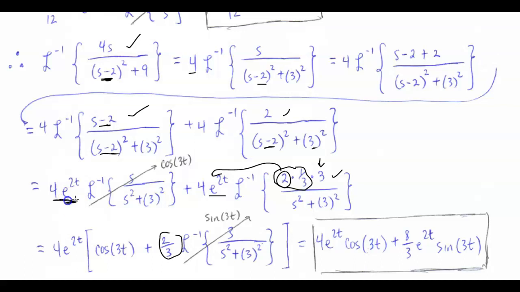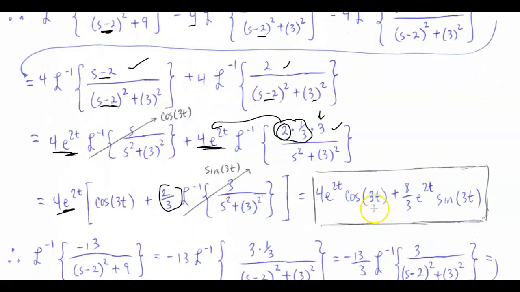Both of these have a 4e raised to the 2t in it, so I just factored that out and just left everything else that was in there. And so now, once we combine everything together, we have these two terms here.